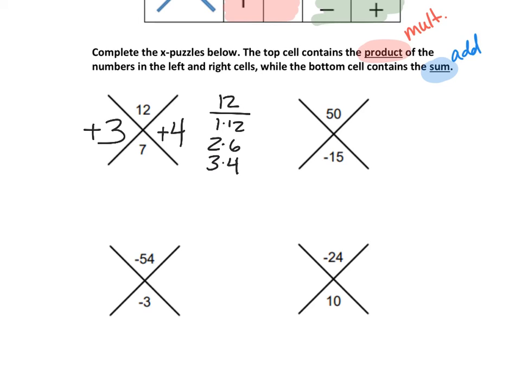Once you get really good at this, you may not need this table. You could be able to do this in your head. I would love for us to be able to do that. But while we're learning and while you're getting good at this, go ahead and write down your table.